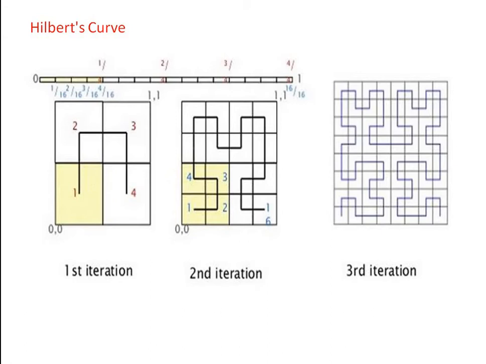The fifth is that with each subdivision the length of the curve increases by a factor of 4, not 2. The sixth is that at each subdivision the scale changes by 2 but the length changes by 4. Therefore the Hilbert curve's topological dimension is 1 but its fractal dimension is 2.